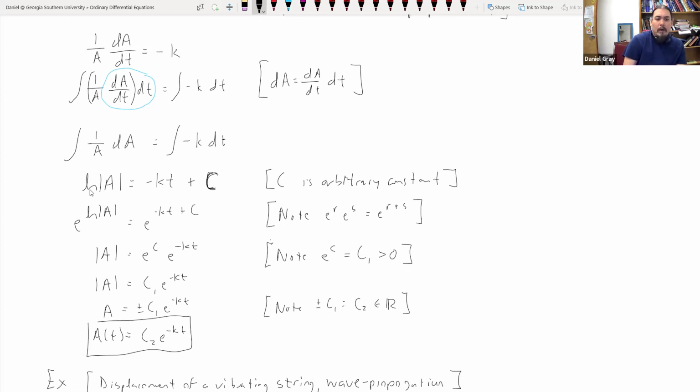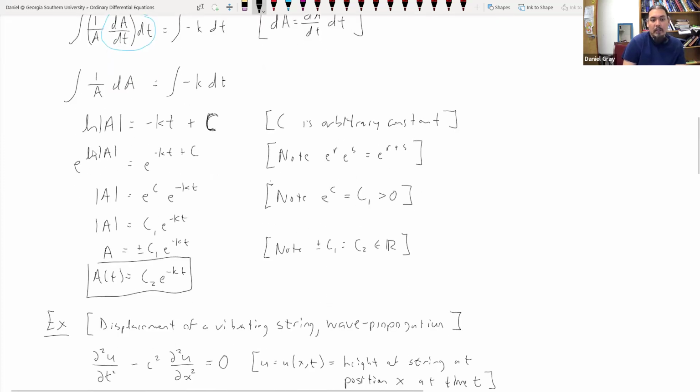So now we have the natural log of the absolute value of A is equal to negative kt plus C after integrating. So we can exponentiate both sides. e and ln cancel off, so we have the absolute value of A is equal to e to the negative kt plus C. But here I use an algebra fact that anytime we have e to a sum, that's really just the same thing as e to the first thing times e to the second thing. And so I chose to write it this way: e to the C times e to the negative kt.